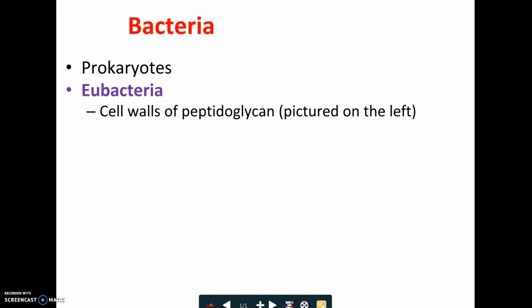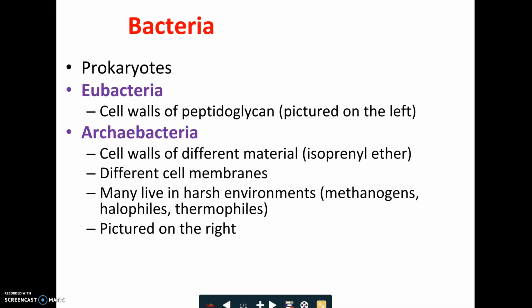In today's lecture, we're going to talk specifically about bacteria. So bacteria are all prokaryotes, meaning they have cells that do not have a nucleus or any complex organelles. And if you recall, they were actually split into two separate domains, archaea and bacteria. So the domain bacteria contains the kingdom Eubacteria. And Eubacteria, here are their main characteristics. They have cell walls made out of something called peptidoglycan.